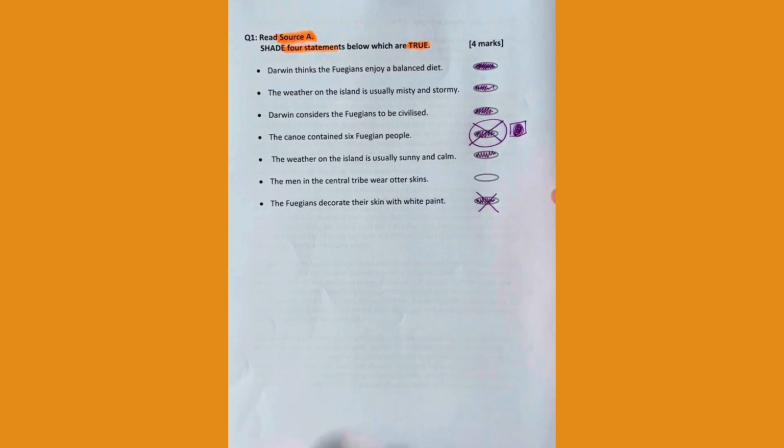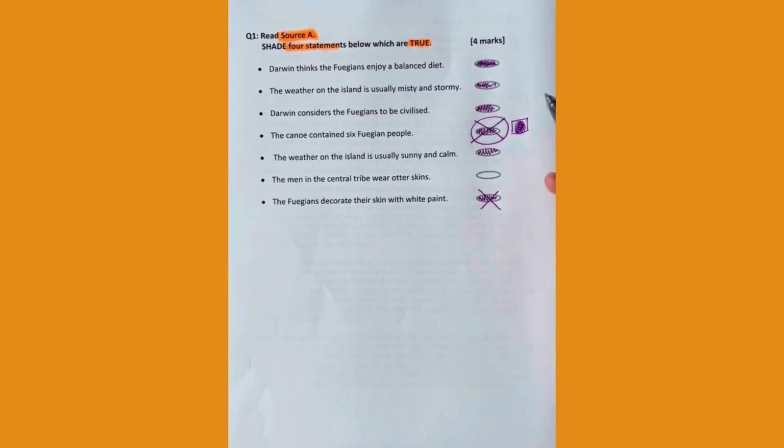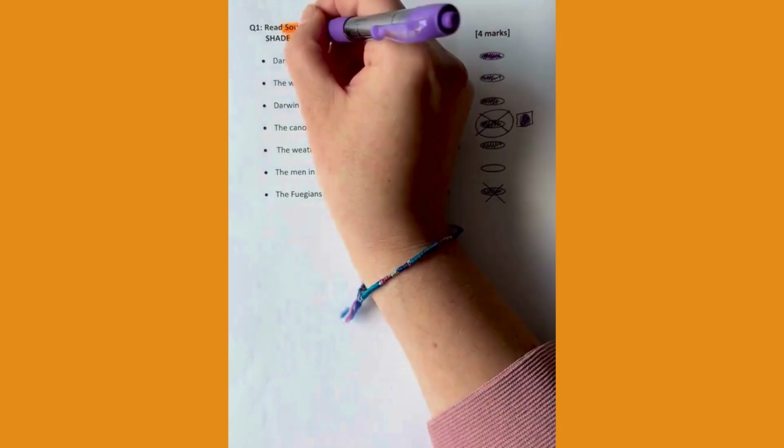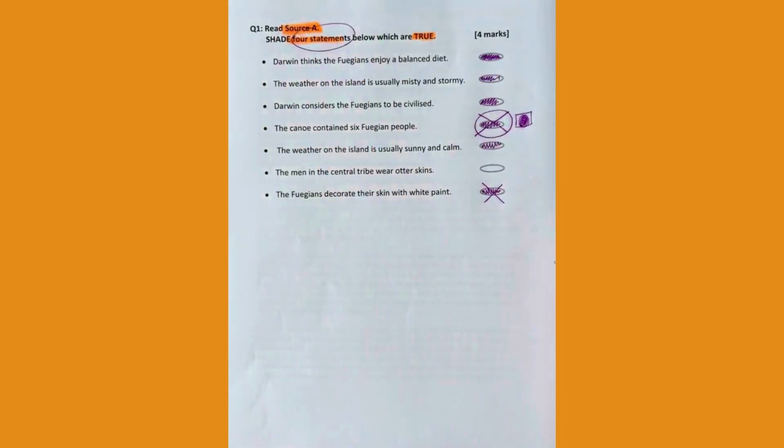Just be really clear, as I said before, you are only selecting 4 statements. Don't think, oh, it's fine, I'll just put 5 because 4 of them are bound to be right. If the one you've done wrong is up here, then that might cause problems for your examiner. So just be really clear, you're only looking for 4 statements that are true for this question.